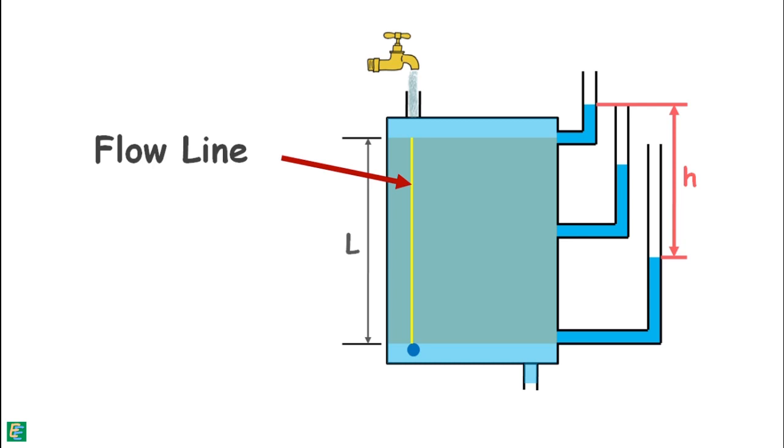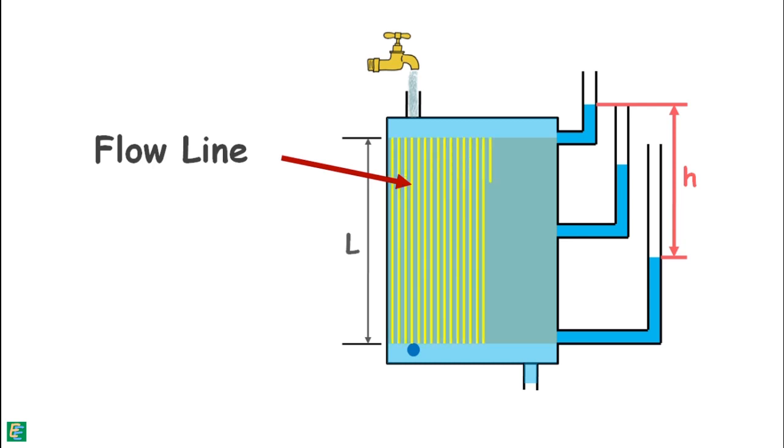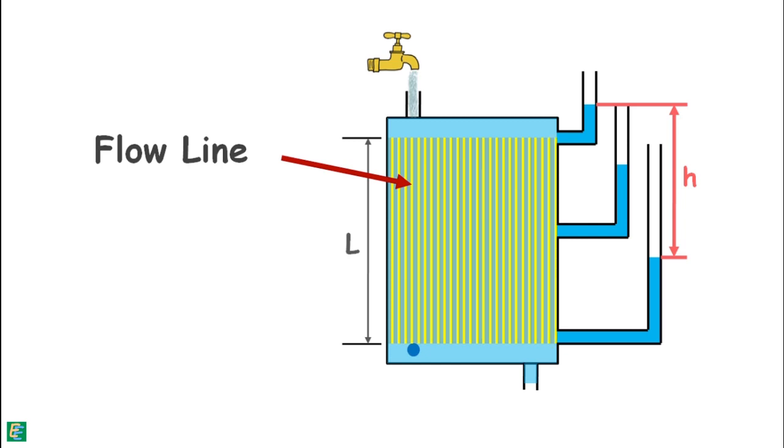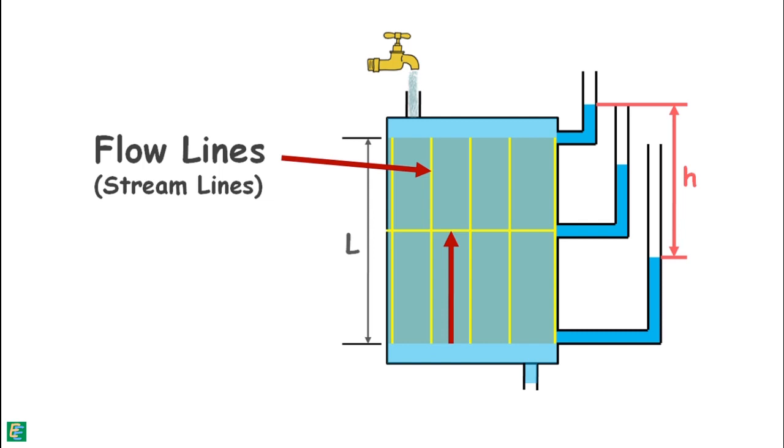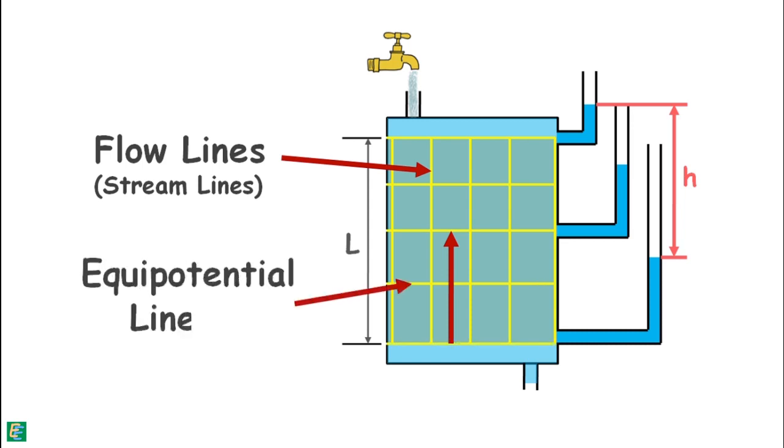Similarly, many particles will flow vertically downward and there will be infinite number of flow lines. But for our convenience, we draw only a few. These flow lines are also called streamlines. Now we can observe that at this level, total head is the same for all the points lying in this plane. So we can draw a line connecting all the points of equal head. Similarly, at different levels, such lines of equal heads can be drawn. These lines are known as equipotential lines. All the points on an equipotential line have the same energy.